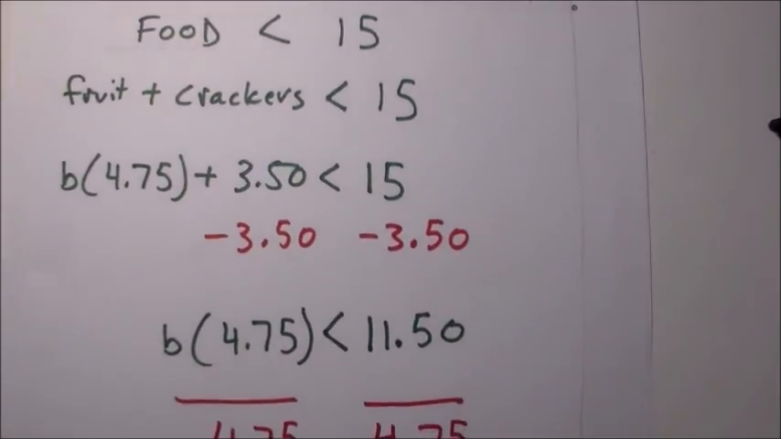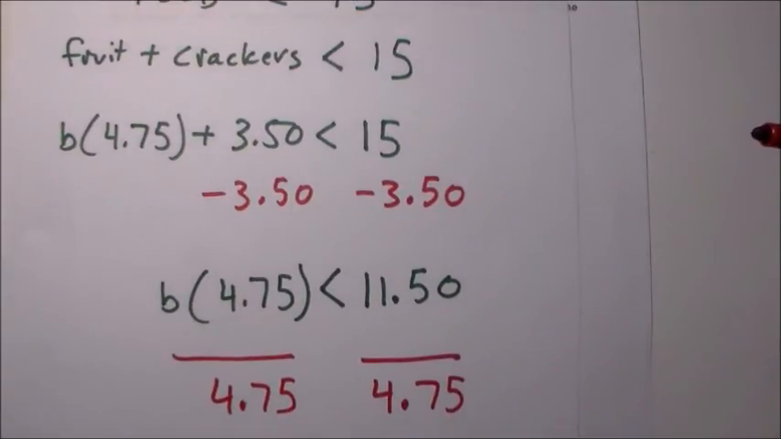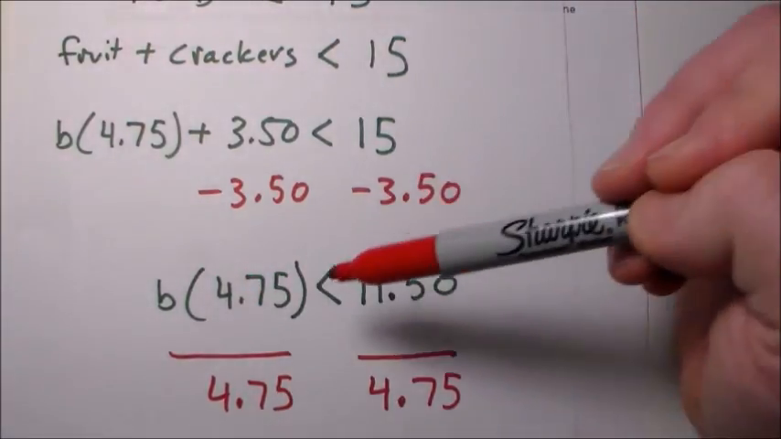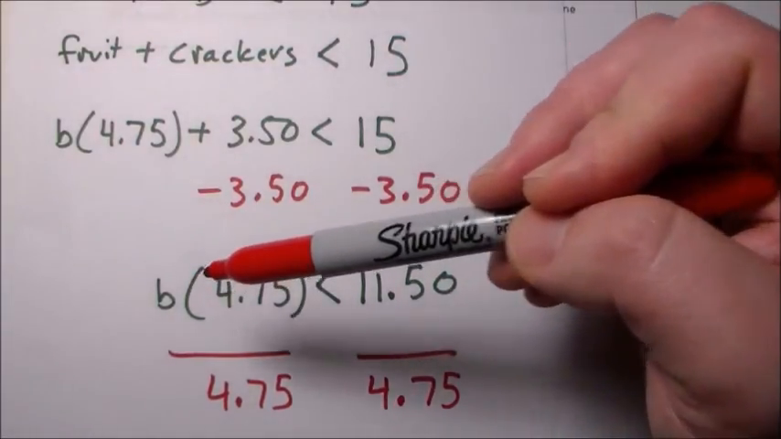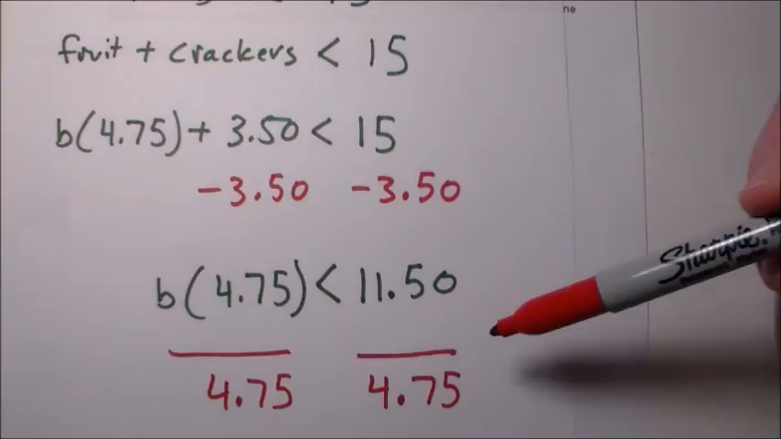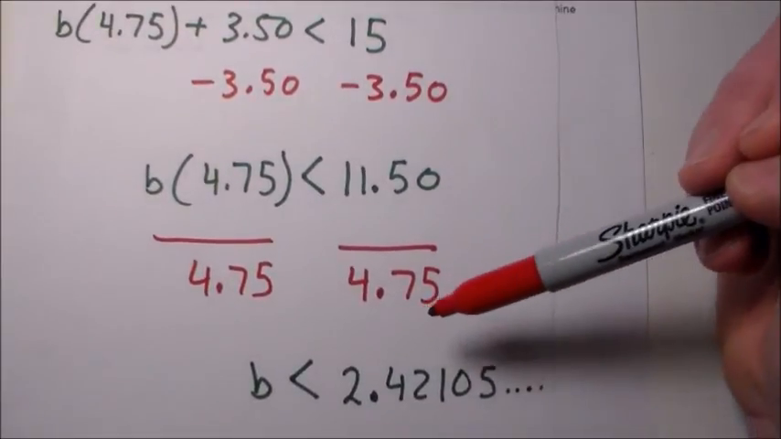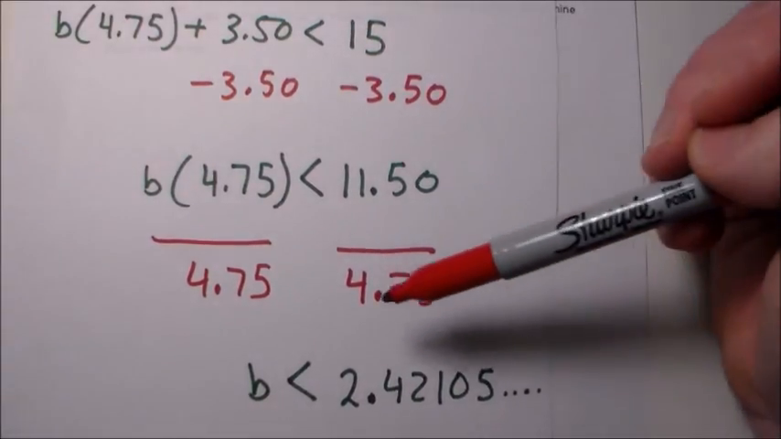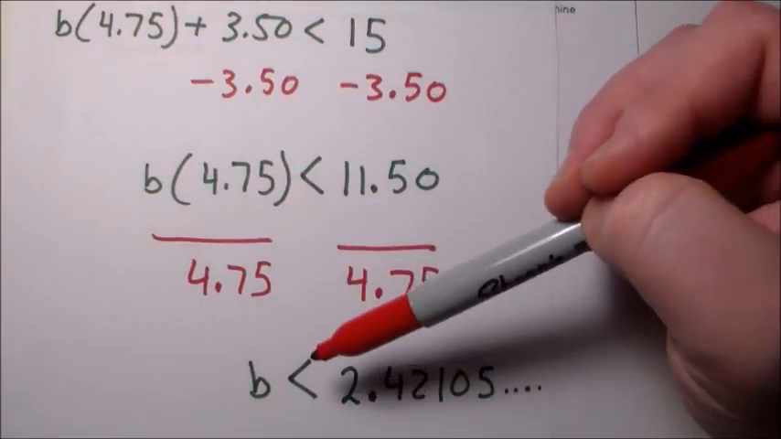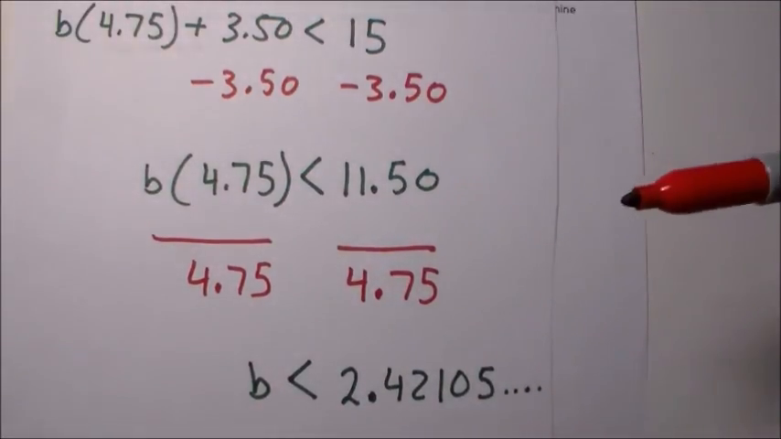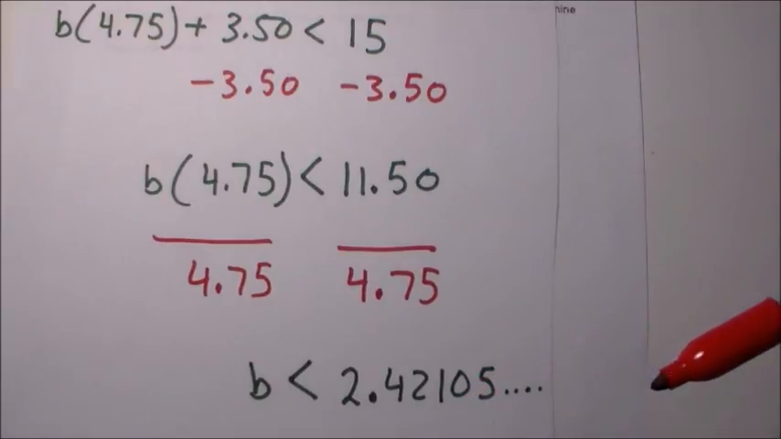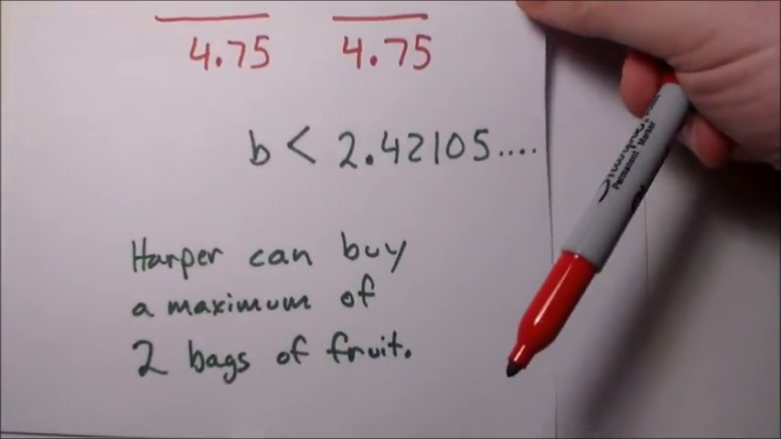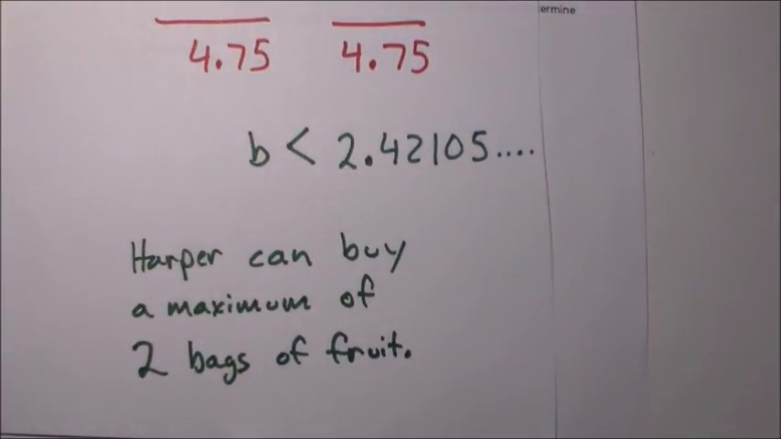What do I do now? I divide each side by 4.75. That makes sense, right? Because I have b times 4.75. If I divide by 4.75, I just have b left. And if I divide 11.50 by 4.75, I will get my answer. And b is less than 2.42105, and the number keeps on going. So B, the number of bags of fruit, has got to be less than 2.42105. But you can't buy 0.42105 bag of fruit. You can only buy a whole number of bags of fruit. So your final answer is going to be Harper can buy a maximum of 2 bags of fruit. And we're good.